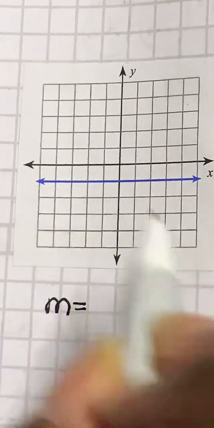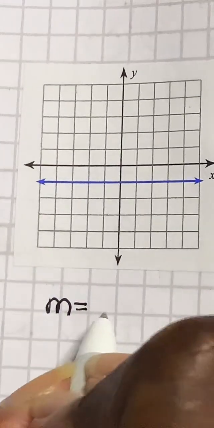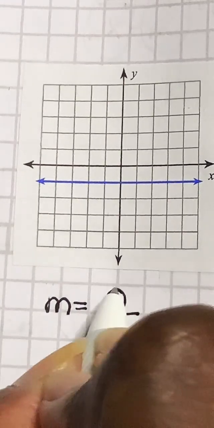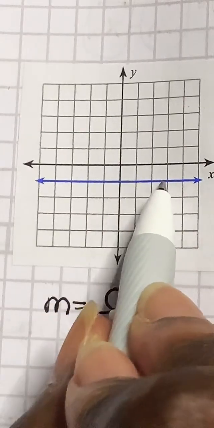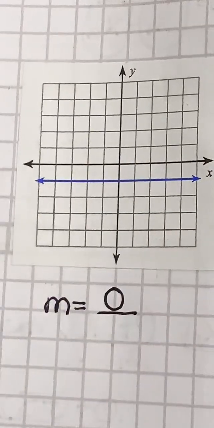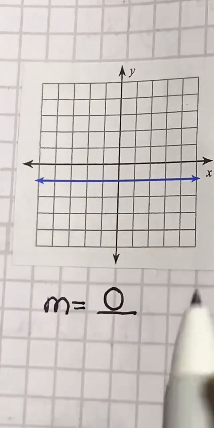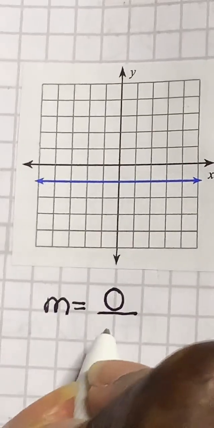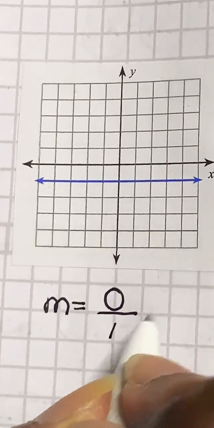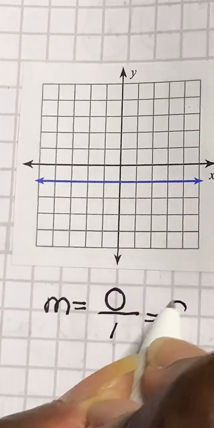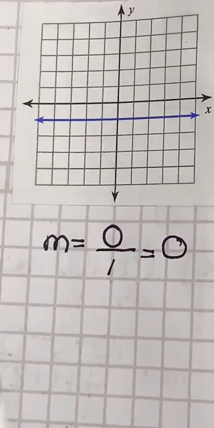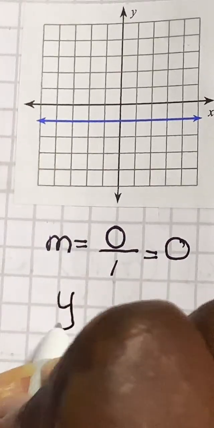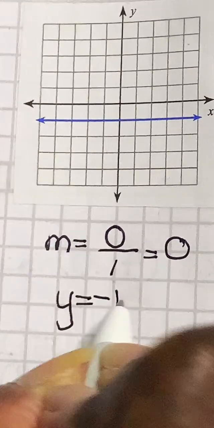So, again, you have a horizontal line. There is no rise. So we don't have a rise, so that would be 0. My run is just basically almost like ones. In this case, -1. But 0 divided by anything will give us 0. If I were looking at an equation, my equation would be y equals -1.